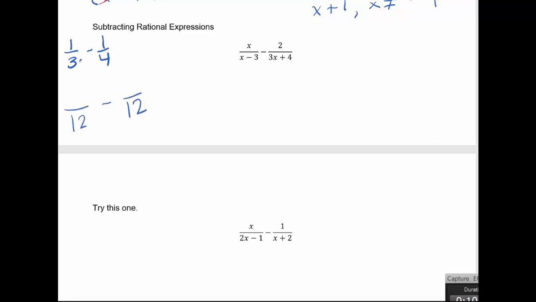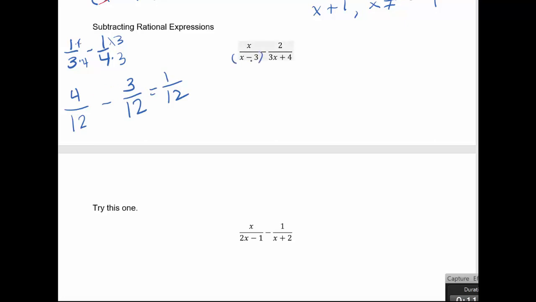So what do you multiply by 3 to get 12? 4. What do you multiply by 4 to get 12? 3. And then you keep the denominator and subtract across the top. So 4 minus 3 is 1. We're going to do the exact same thing with a rational expression.